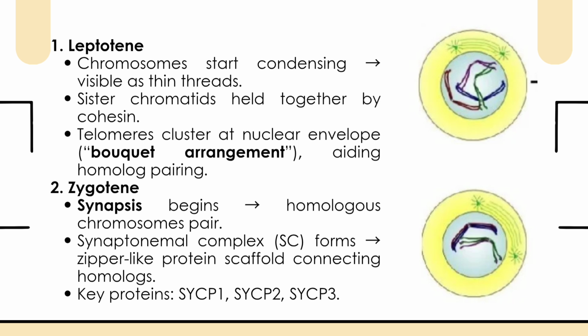In the next subphase, Zygotene, homologous chromosomes start synapsis. They pair tightly. The synaptonemal complex, a proteinaceous zipper-like scaffold, begins to form between homologs. Proteins such as SYCP1, SYCP2, and SYCP3 are components of this complex and are essential for stable pairing.